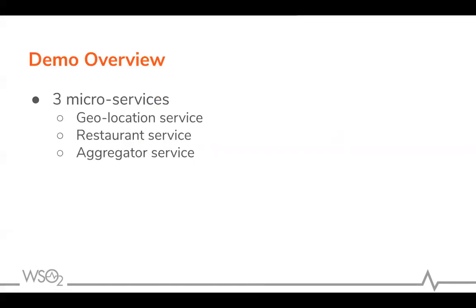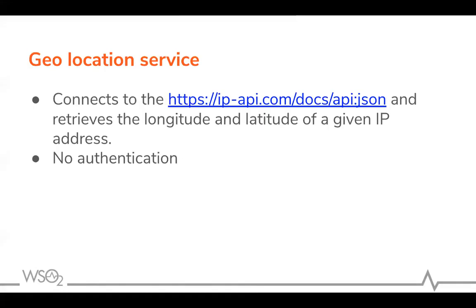The demo we are going to do has three microservices: geolocation service, restaurant service, and finally aggregator service. The geolocation service is a simple microservice which calls the public API ipapi.com, and when you provide an IP address to that endpoint, you will get the geolocation data from that IP. This API doesn't need any authentication.